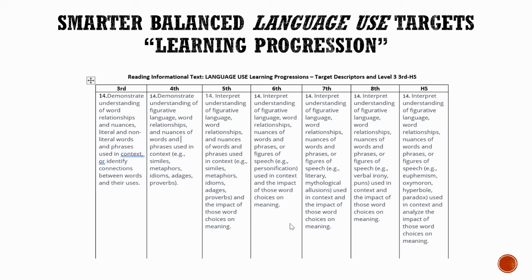In a previous slide, we looked at the Smarter Balanced word meanings targets for 3rd through high school. We now go more deeply into Target 14, language use for informational text. Again, take a significant pause now, stopping this presentation, reflect on the language use learning progression, and reflect upon implications for identifying key vocabulary for your standards-based unit of study. Again, in your resources, you will find the Language Use Targets Learning Progression handout number 11.